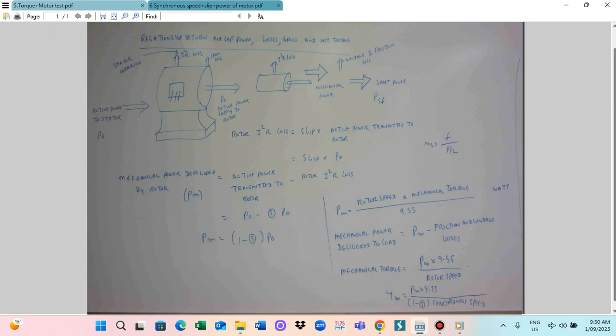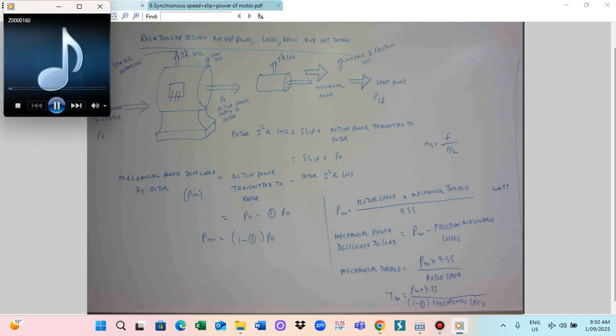This is the equation for the power flow in the motor from the stator winding to the final shaft power. The powers are related by this formula. Another problem. The next topic is the relationship between the air gap power.